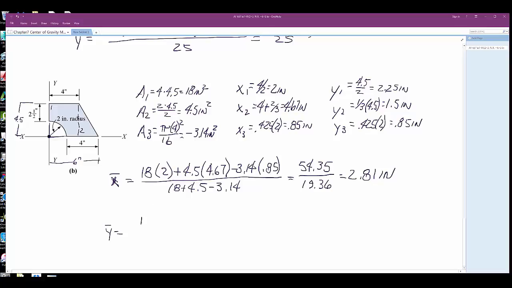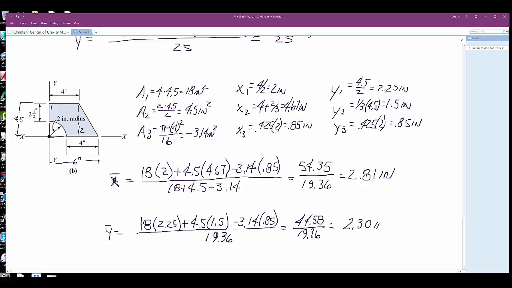Y bar, 18 stays there, and we multiply that by 2.25, which is Y1, plus 4.5 times 1.5, which is Y2, minus 3.14 times 0.85, divided by 19.36. Do the math on that, and you end up with 44.58 in the numerator and 19.36 in the denominator, and you end up with 2.30 inches for Y bar. So that's the solution for 711B.